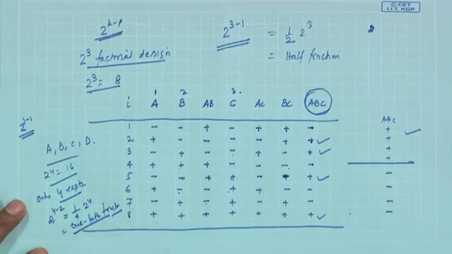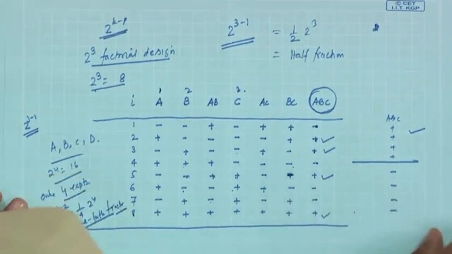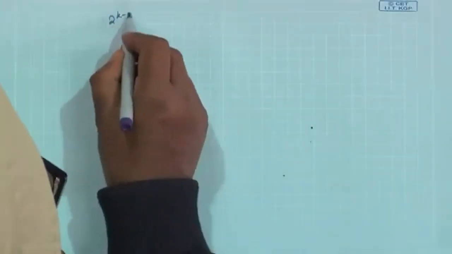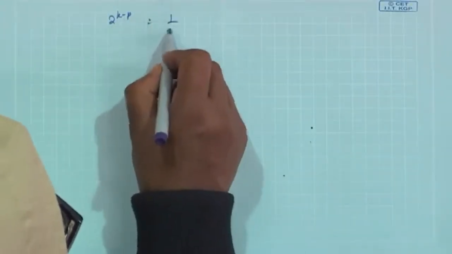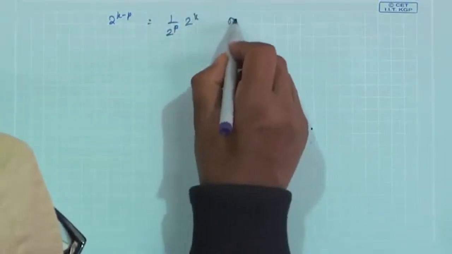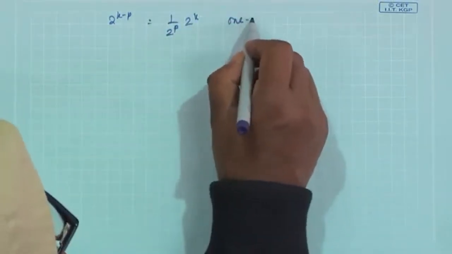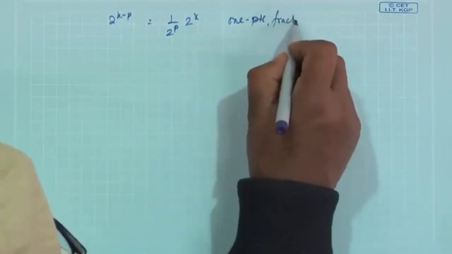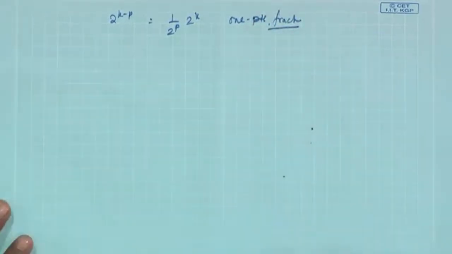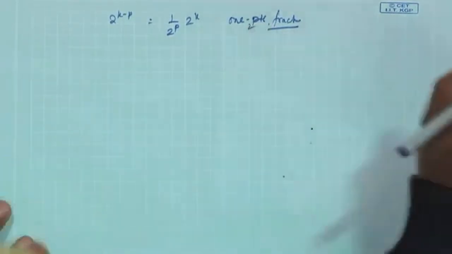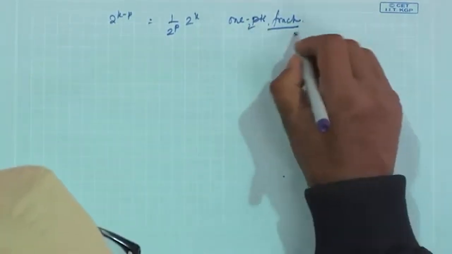So, in general, if we say 2 to the power k minus p fraction, that means 1 by 2 to the power p of 2 to the power k. So, that is the 1 by 2 to the power p fraction. This is the design.